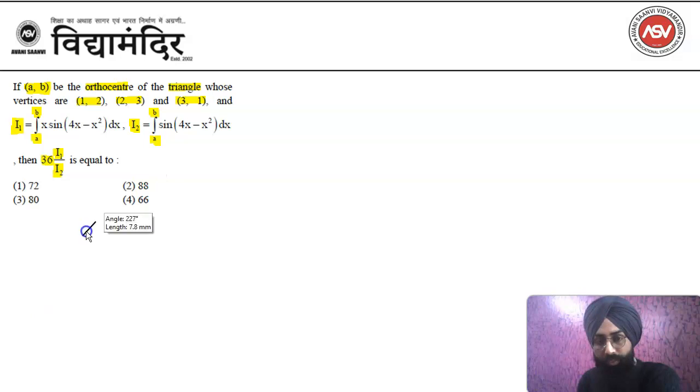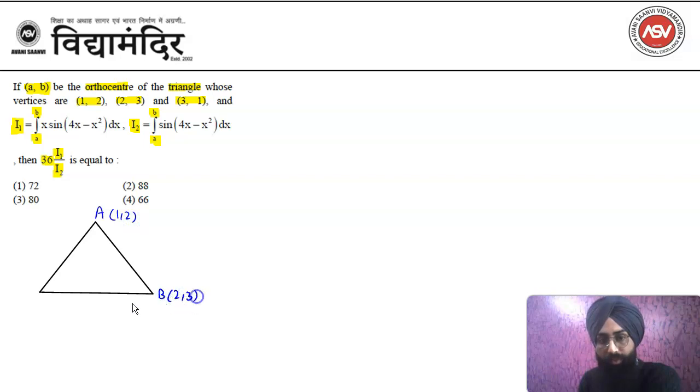So let's draw the triangle first. We are roughly drawing the triangle here. Point A is 1 comma 2, B is 2 comma 3, let's say C is 3 comma 1. Now what is the orthocenter? The orthocenter is the point of intersection or concurrency of the altitudes of the triangle. So what I do, I can just draw the altitudes here, find the equations of the altitudes of the triangle. After finding the equations, we can find the intersection point, which will be the orthocenter. That is, we can find the values of a and b.